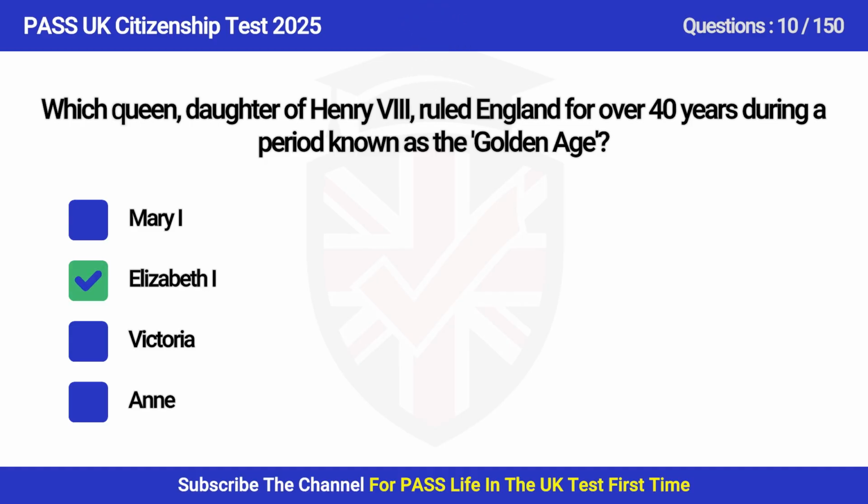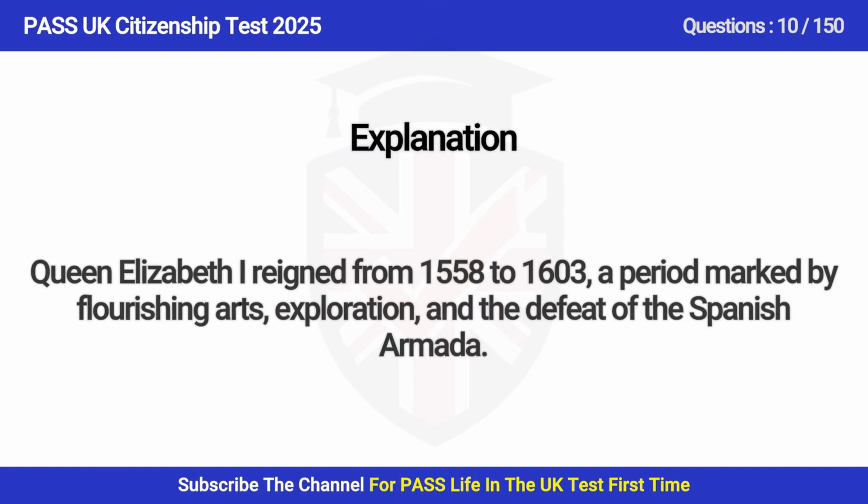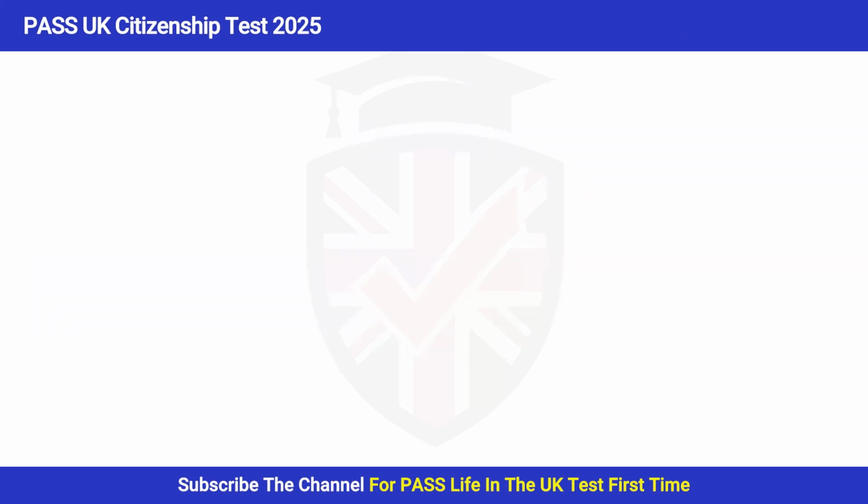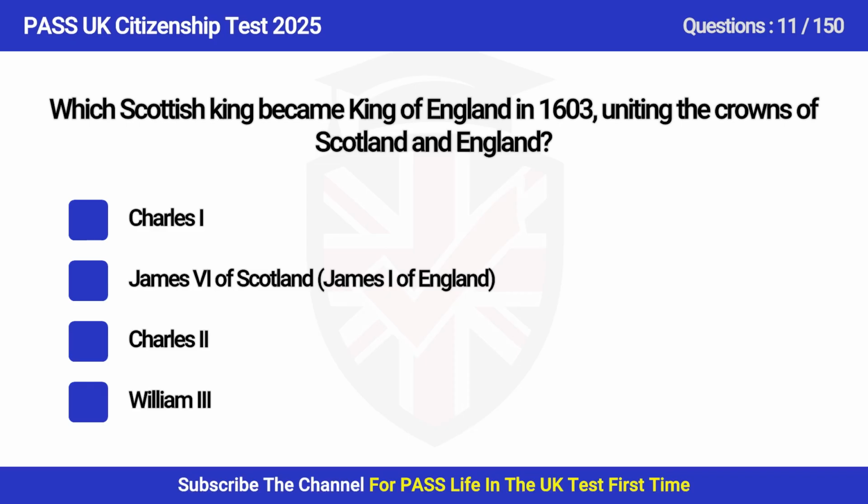Answer is B. Elizabeth I. Queen Elizabeth I reigned from 1558 to 1603, a period marked by flourishing arts, exploration, and the defeat of the Spanish Armada. Question 11. Which Scottish king became King of England in 1603, uniting the crowns of Scotland and England?